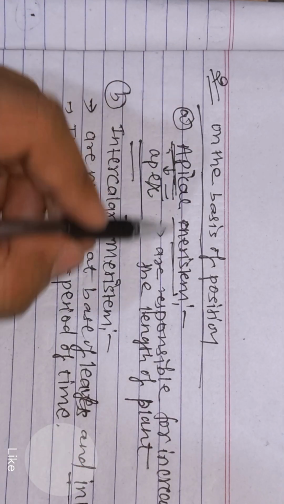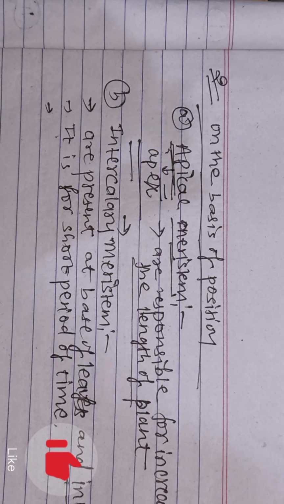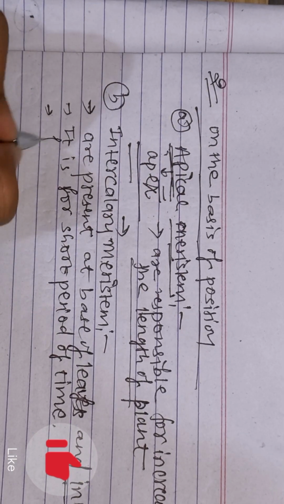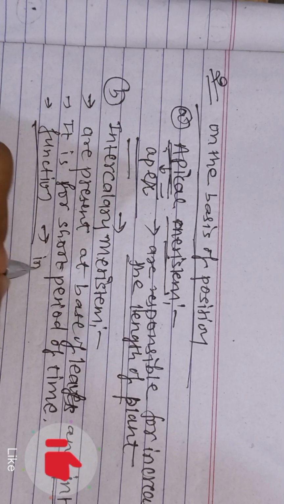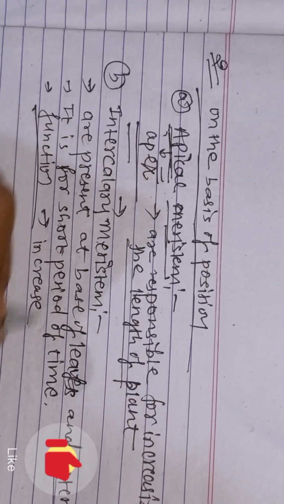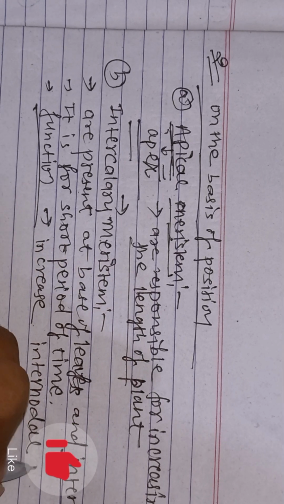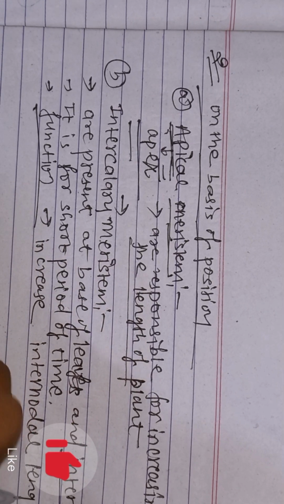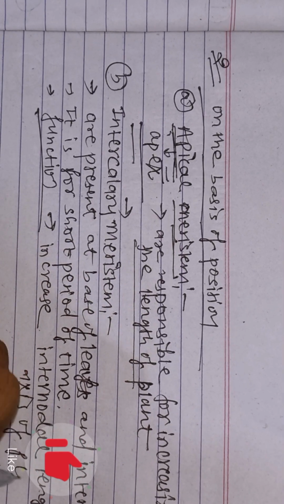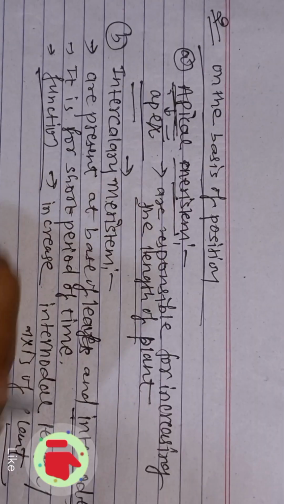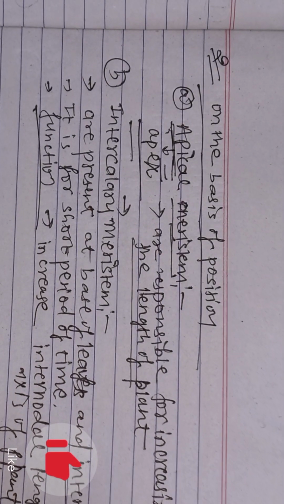The way the apical meristem has the function of increasing the length of the plant, in the same way intercalary meristem has the function of increasing internodal length or axis of the plant.